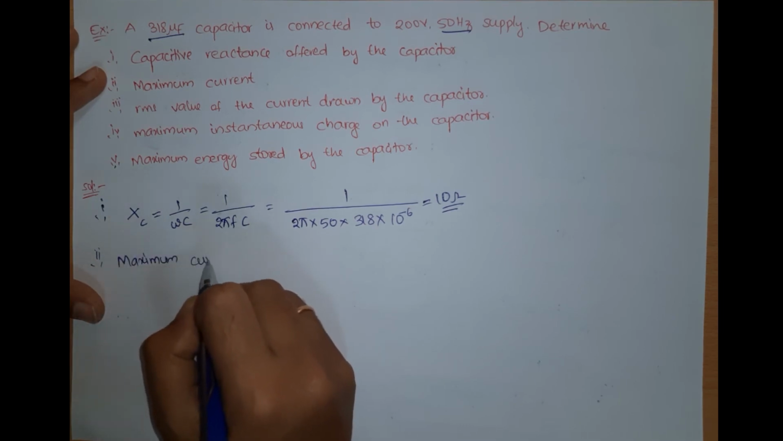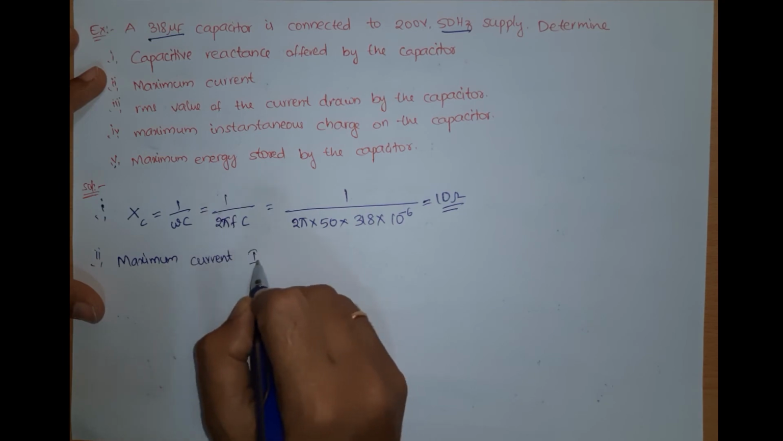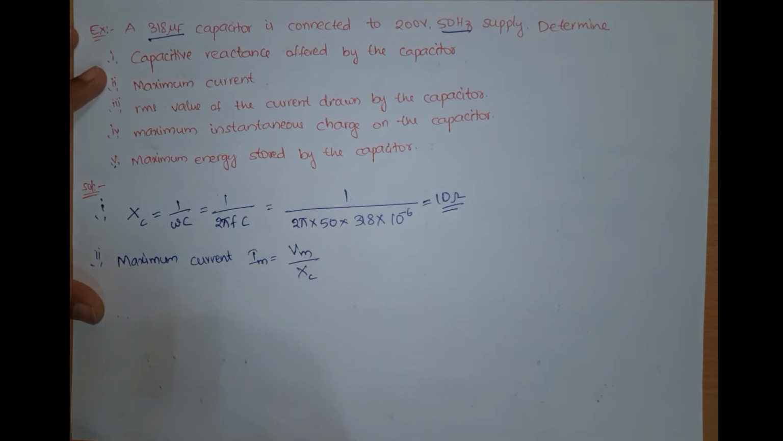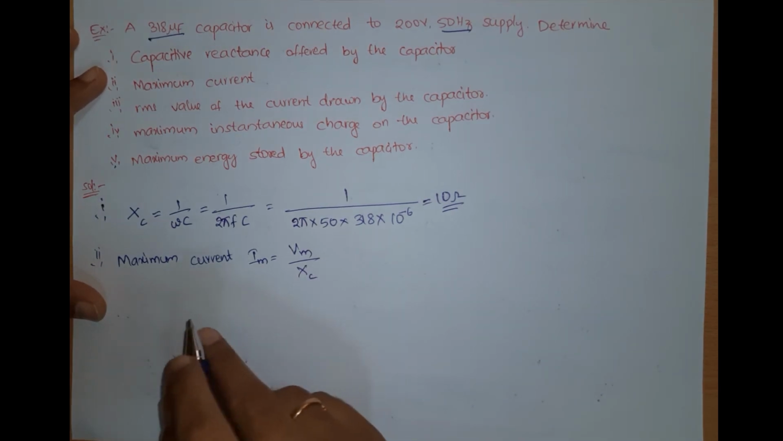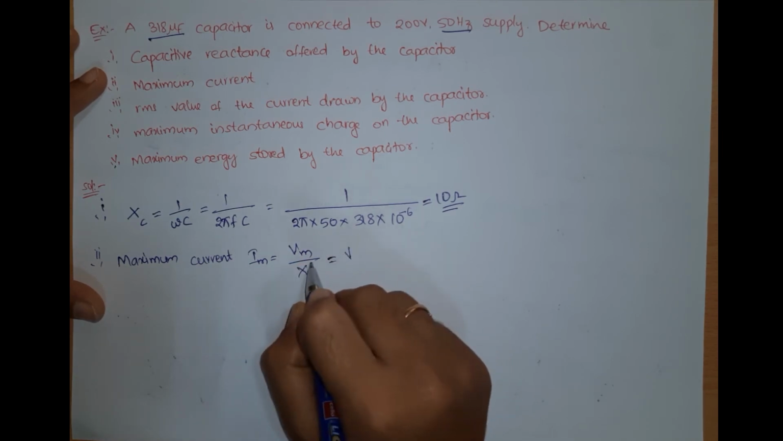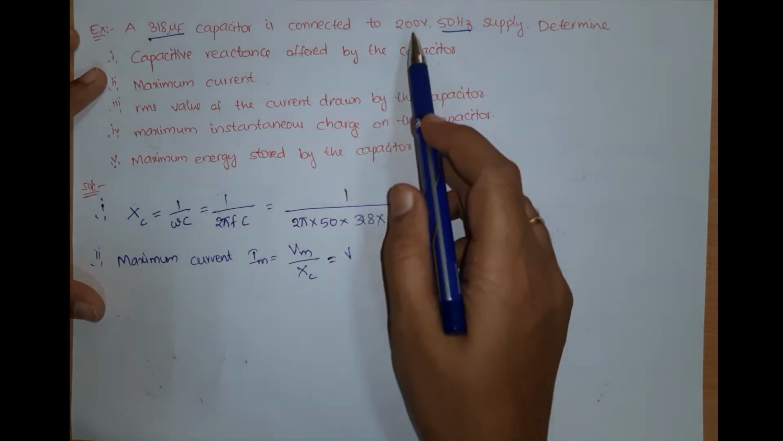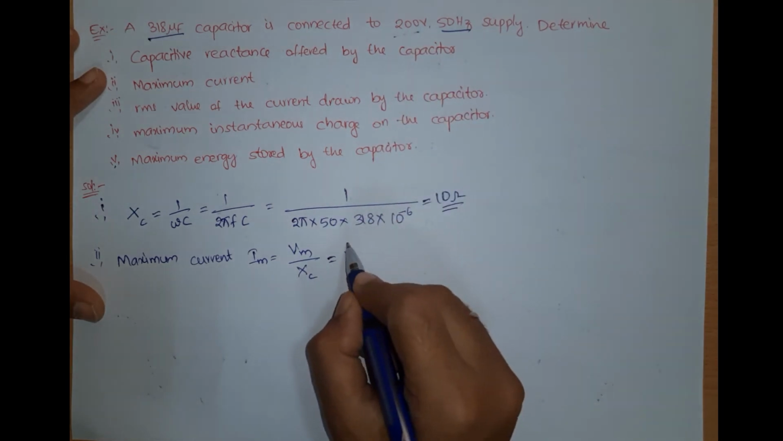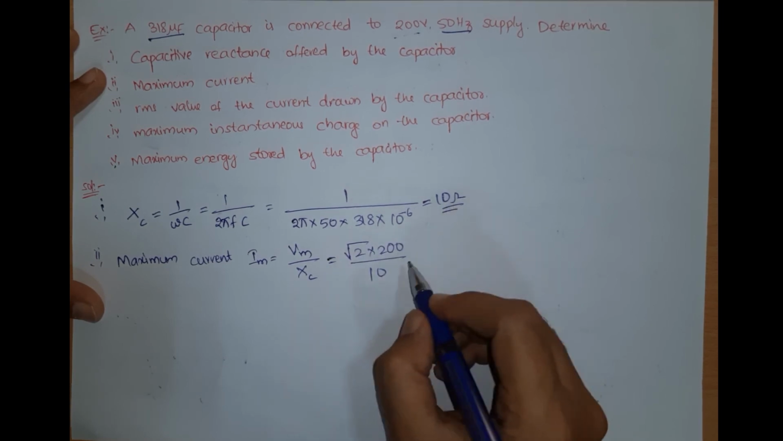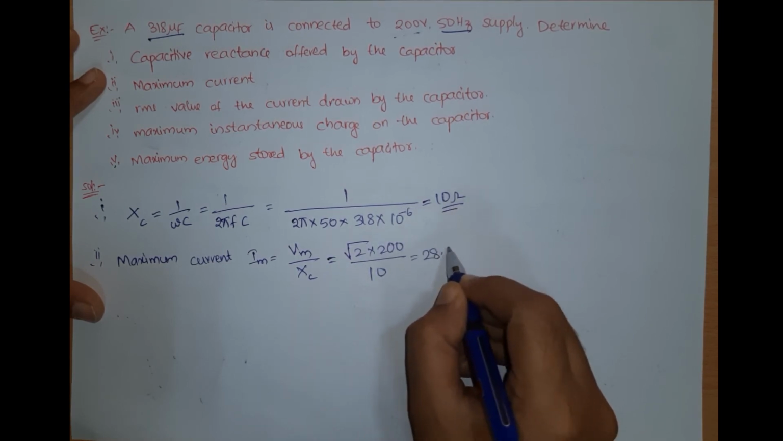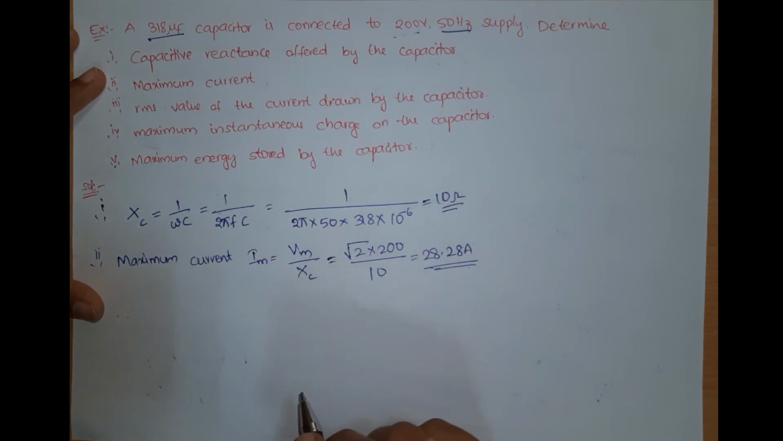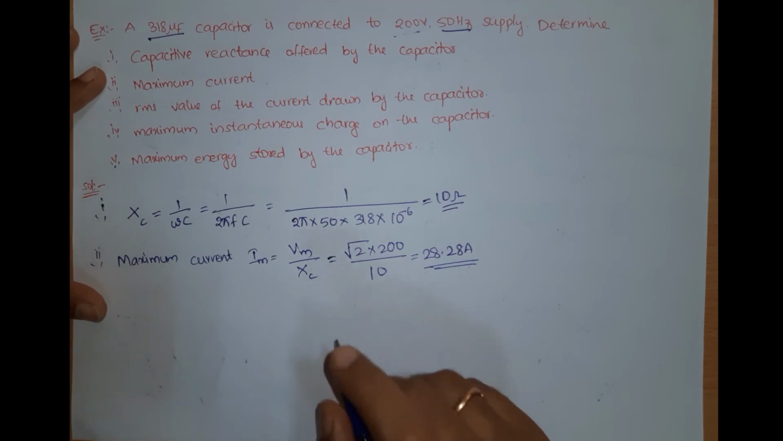The second one is asked as maximum current. Maximum current is Im. Im we have seen as Vm by Xc. Given is the RMS value, so to find the maximum value, what we have to do? Root 2 into 200 by Xc, which we have got as 10. If we calculate it, you will get 28.28 amperes, the maximum value of the current flowing through the circuit.